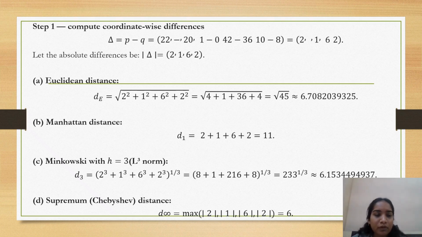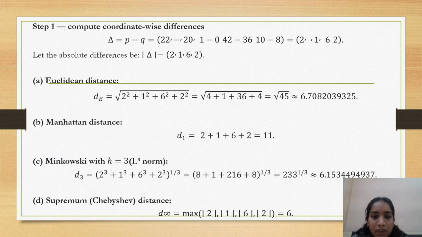Then we see the Manhattan distance. The formula is given over here: summation of |xi minus yi|. Manhattan distance adds the absolute differences. So 2 plus 1 plus 6 plus 2, that is 11. So the Manhattan distance is 11.